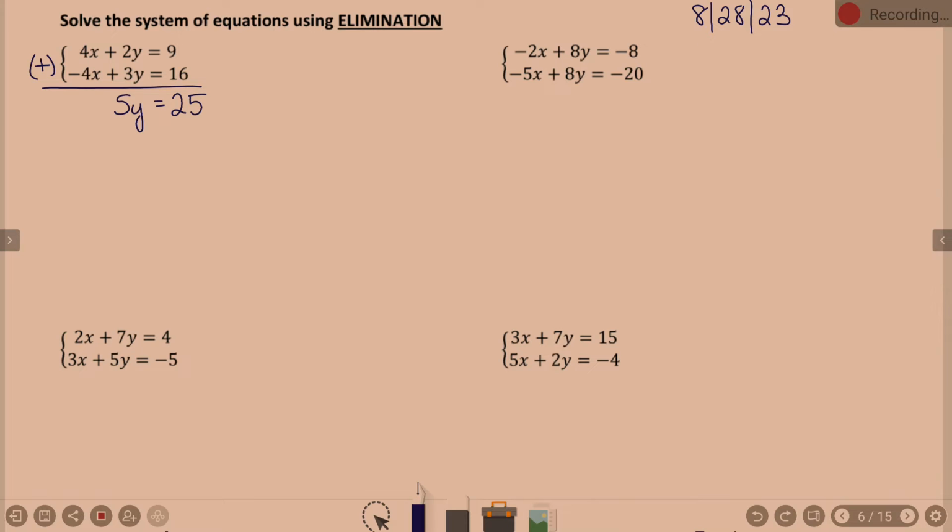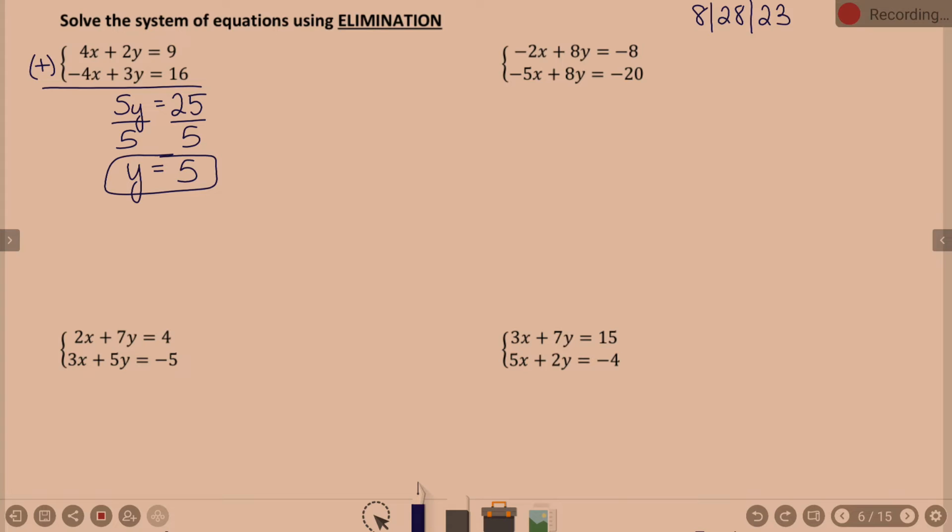What do you know about 5y equals 25? If it's 5 times y, we can divide by 5. What are we going to get? 25 divided by 5 is 5, and so we find y to be 5. Am I done? No, we need ordered pairs, right? Just like on Friday, I need ordered pairs.